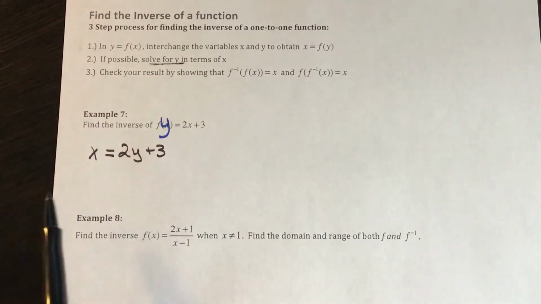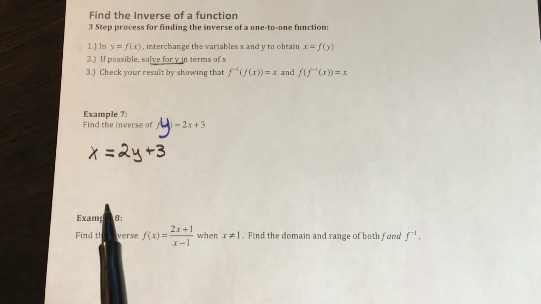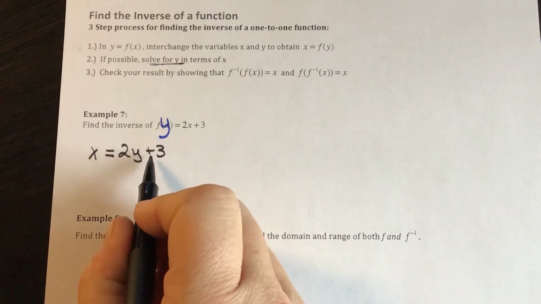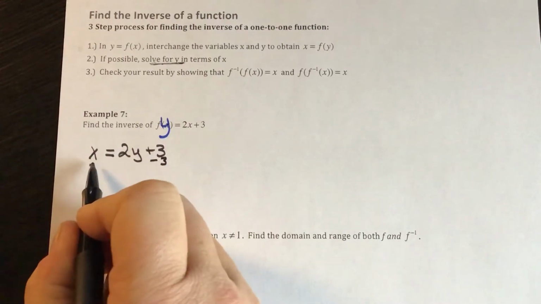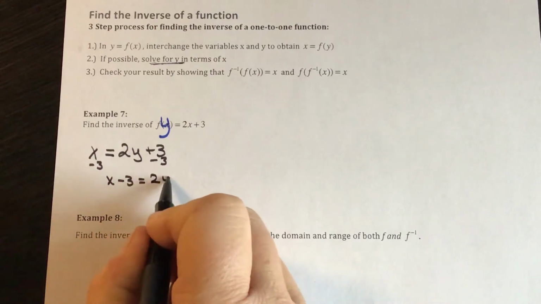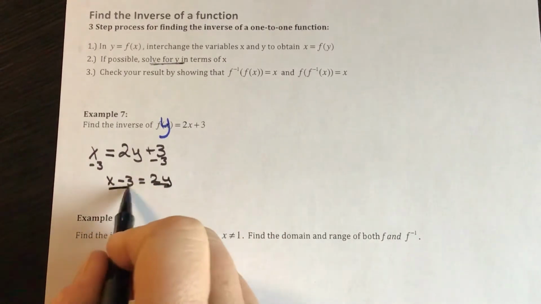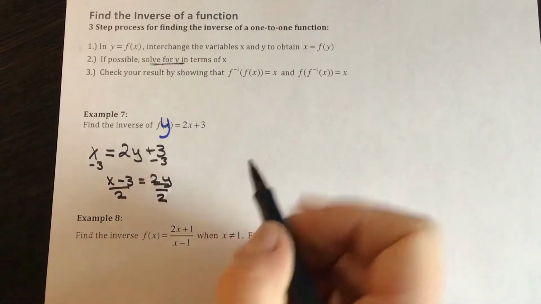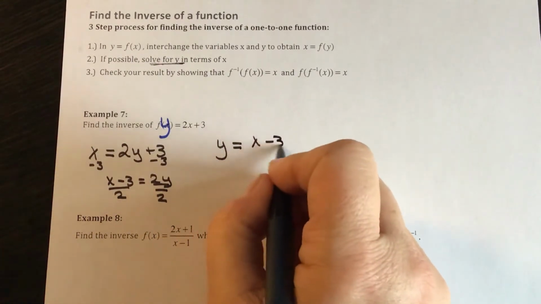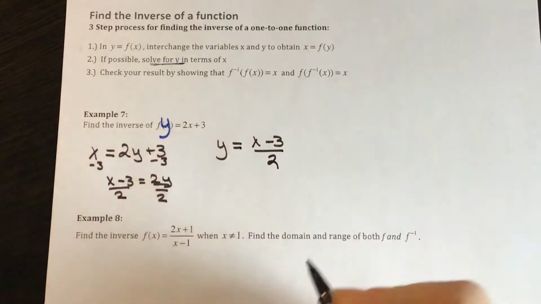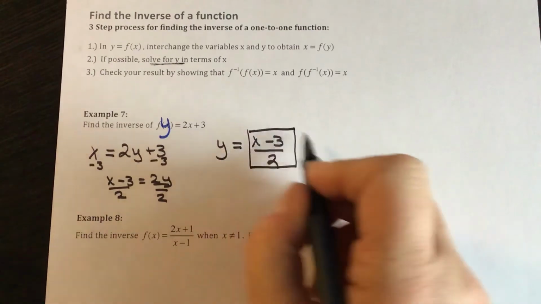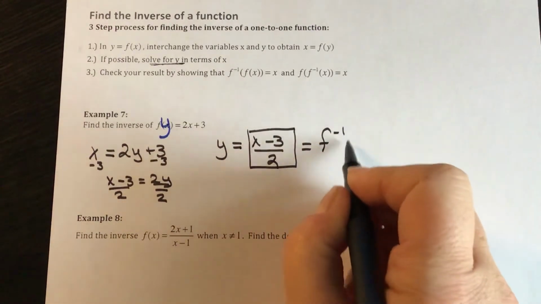So I want to get y all by itself and everything else on the other side. So in this case, I would have to subtract 3 on both sides, and I would have x minus 3 equals 2y, and then I'm going to divide both sides by 2. So basically, y equals x minus 3 over 2. All right, so this right here is my inverse function.